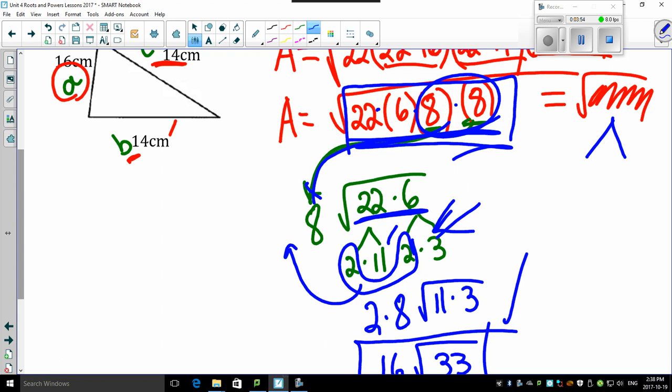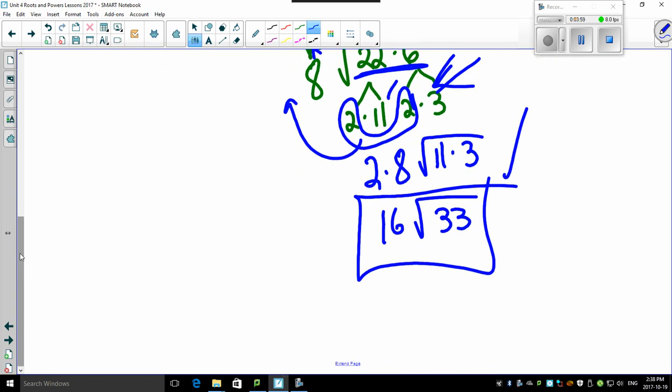And of course, being that this is area and this is in centimeters, that means this has to be in centimeters squared. Don't forget your units.